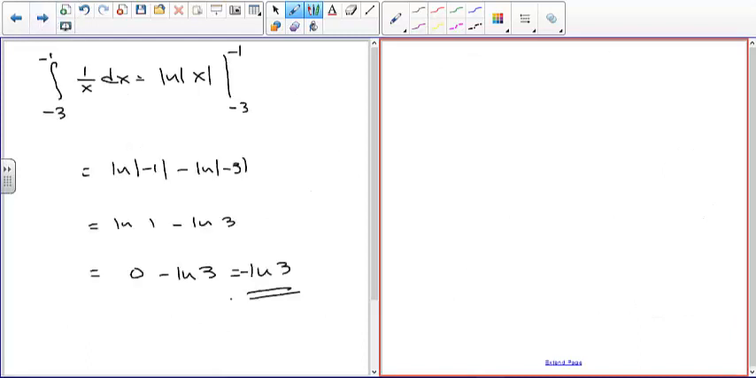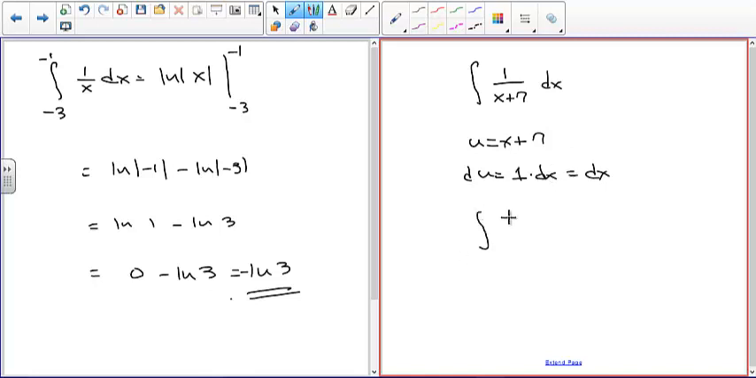So let's just look at a simple example. Let's do an indefinite integral. What's the integral of 1 over x plus 7 dx? That's a little bit harder than the one we just did, which is 1 over x. The way you would do that is you would use u substitution. So you would have u equals x plus 7, du equals dx. Officially it's 1, the derivative of x is 1, times dx, but it's just dx. So if I make the substitution back in, I'd have 1 over u du.